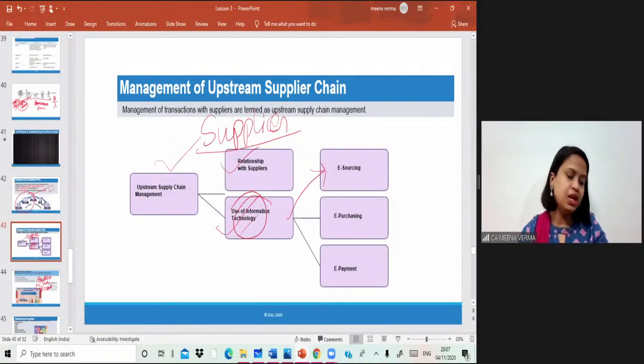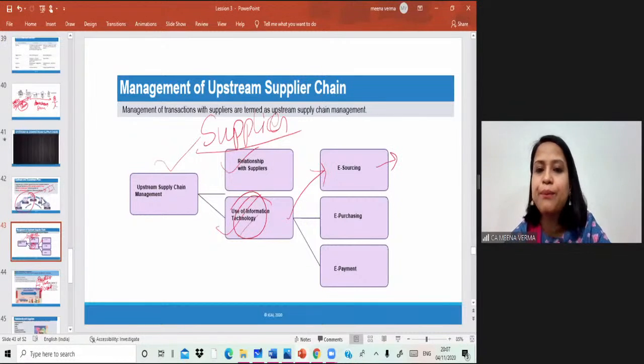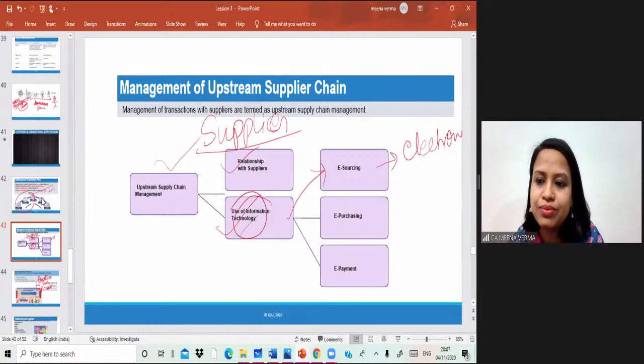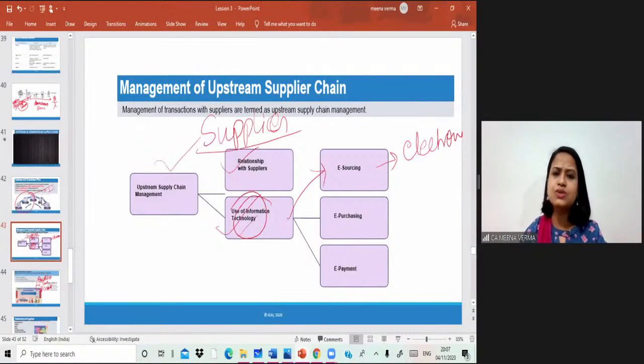What are these points? E-sourcing means finding the supplier electronically. Now let us take an example. It is very difficult to find the right supplier. For example, if you want to buy cloth, whenever you want to buy some clothes, you go to the market and find various shops, you go to various shops, you consider the price, the quality of the product and everything, and then you decide whether you want to buy that product or not. Which is quite a tedious task.